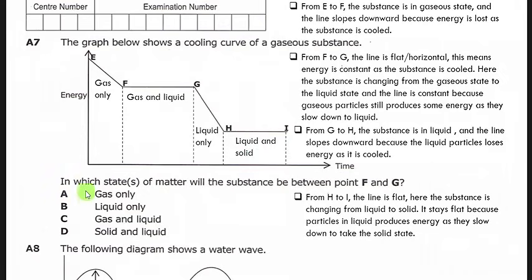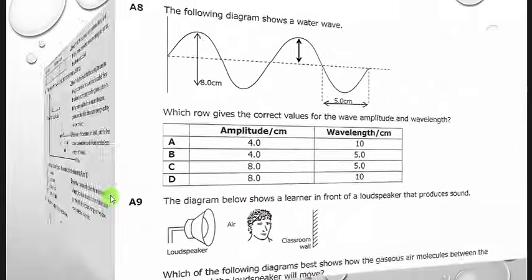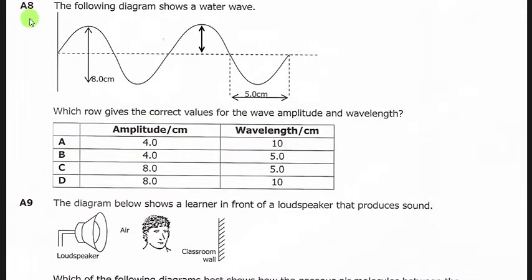All right, so when they ask in which states of matter the substance will be between point F and G, it will be gas and liquid, which means our answer is C. All right, so let's go to question 8.